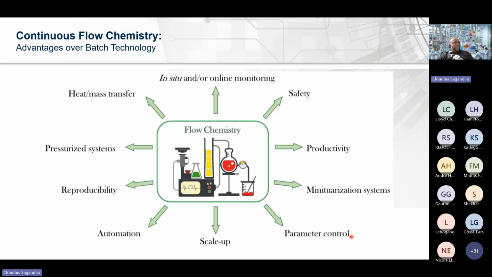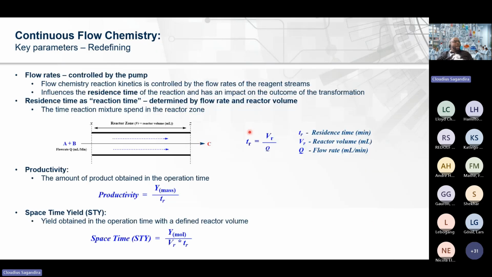Parameter control, I've spoken about it. There's precise parameter control. Miniaturization is a huge benefit of flow. You can use tiny systems or factories and still get the same amount of productivity. In terms of parameters, there are certain parameters we need to redefine if we're talking of flow chemistry compared to batch. I'll just go through a few that I've selected.